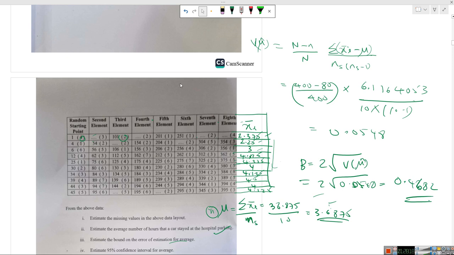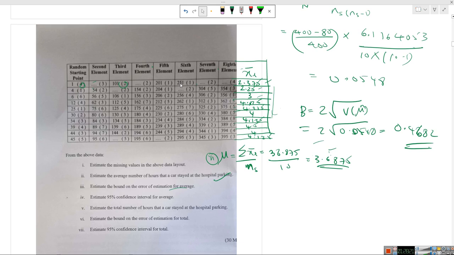Now the fourth one: estimate the 95 percent confidence interval for the average. The CI for the average at 95 percent confidence is equal to mu plus or minus B. So this one is 0.0548 plus or minus 0.4682, and you will have a lower bound and an upper bound, then you can interpret your answer as well.